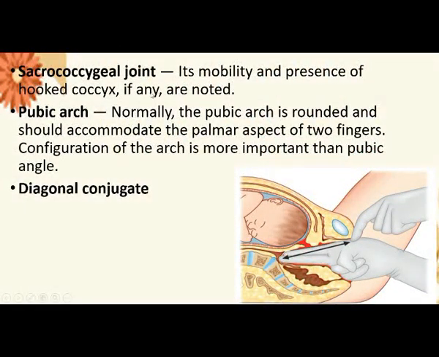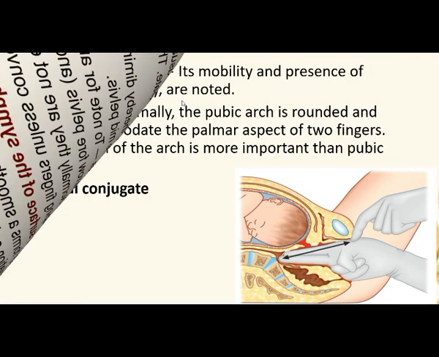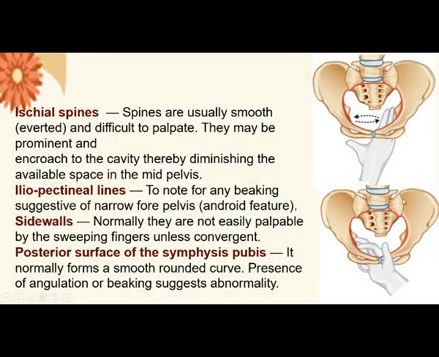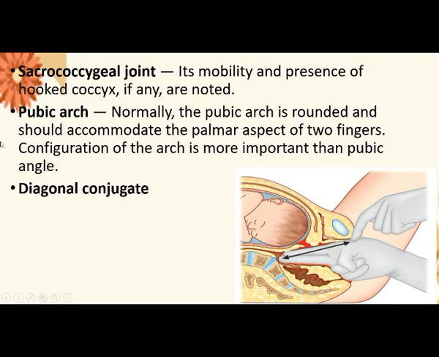Next is the sacrococcygeal joint. Note its mobility and the presence of a hooked coccyx, if any. Here is the sacrococcygeal joint. When you are moving the hand in front, it can be palpated. Then the pubic arch. Normally the pubic arch is rounded and should accommodate the palmar aspect of the 2 fingers, and the configuration of the arch is more important than the pubic angle.